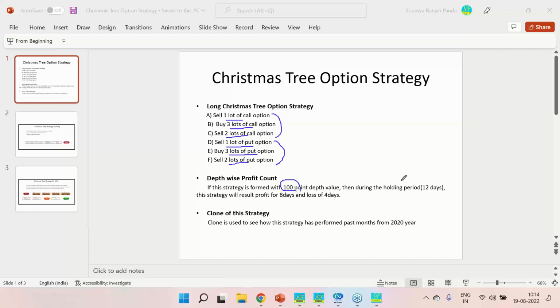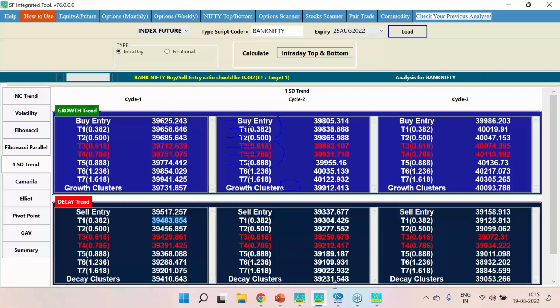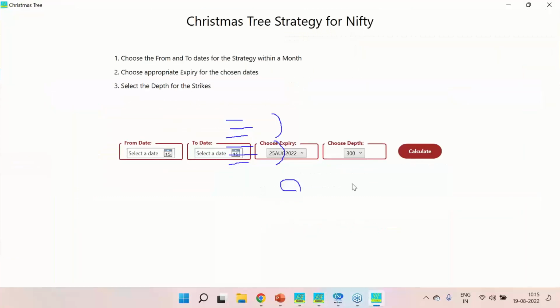So with that only we will be making these trades, from 100 depth value till 2500 depth value. So we're going to see the first point from the software. So now in the software, he will show you all these things. So just have a look here.